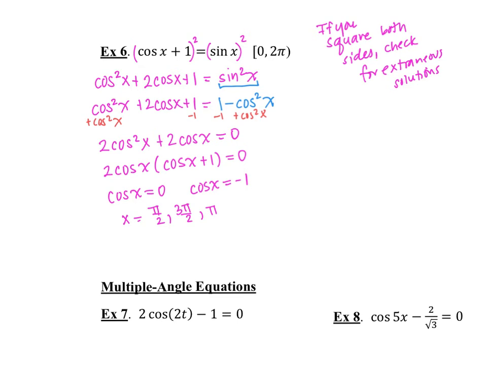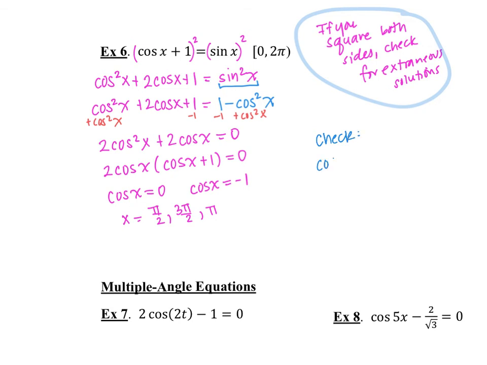However, because I squared both sides, I need to check for extraneous solutions, and I need to check it in the original function. Okay, so let me do a quick check. You don't need to show your check, but you do need to check it or you're going to have extra answers.